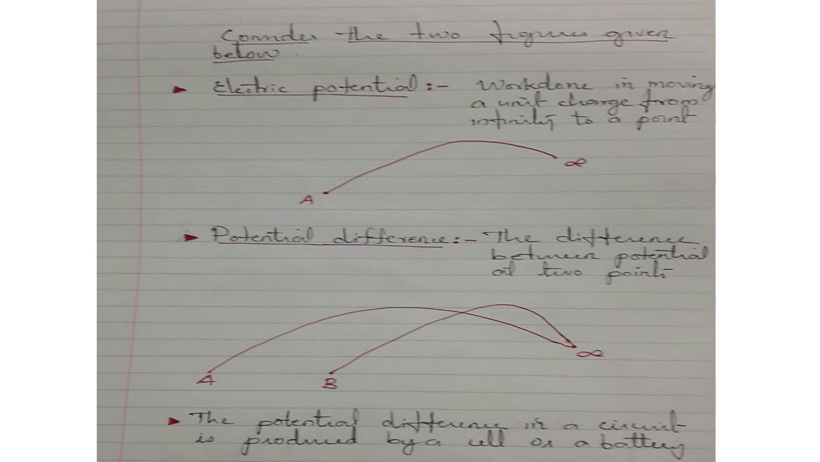Once more, if you consider a wire not connected to a cell or battery, that means both the ends have the same potential, so there will be no current flow. That means there will be no flow of charges through it. If you want an electric current to flow, then we must provide an electric potential difference. For that, we should connect this metallic wire, this conductor, to a cell or battery. So we can see that electric potential difference is provided by a cell or a battery.